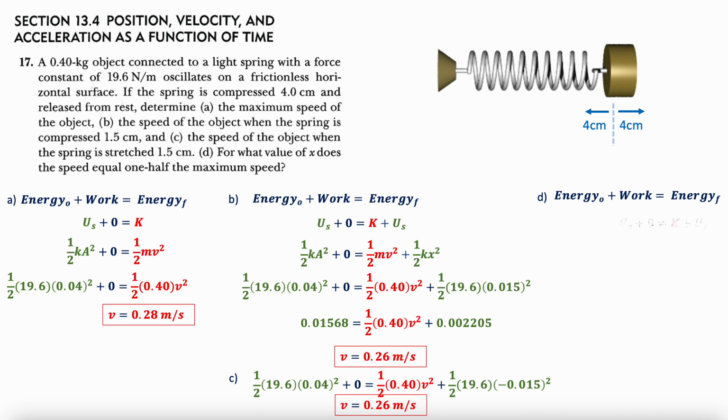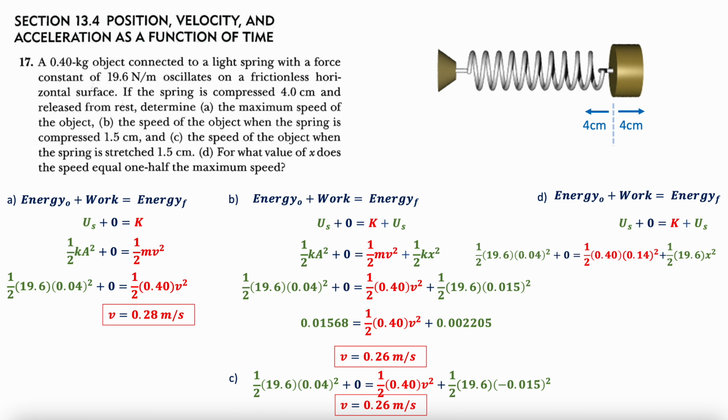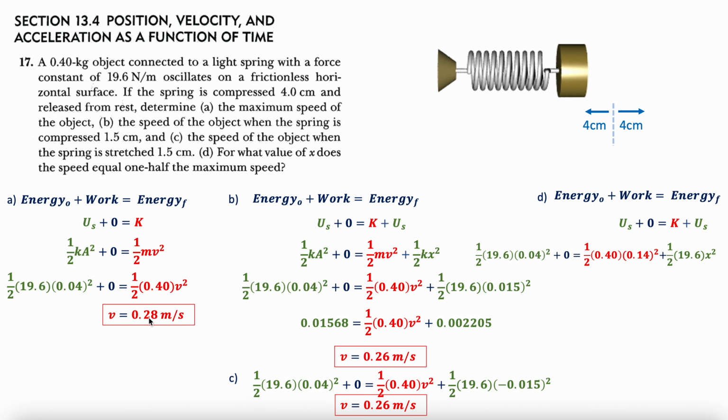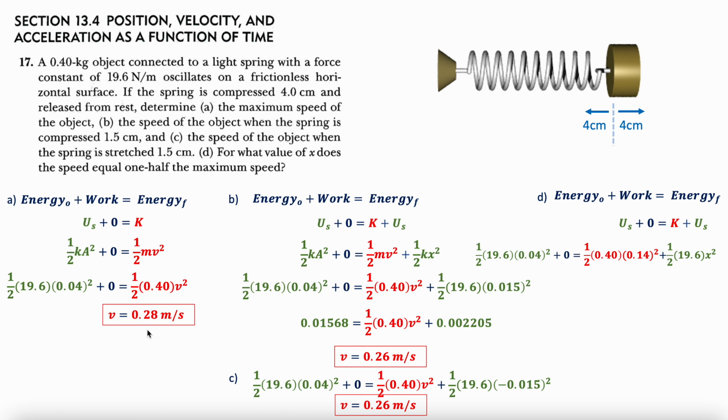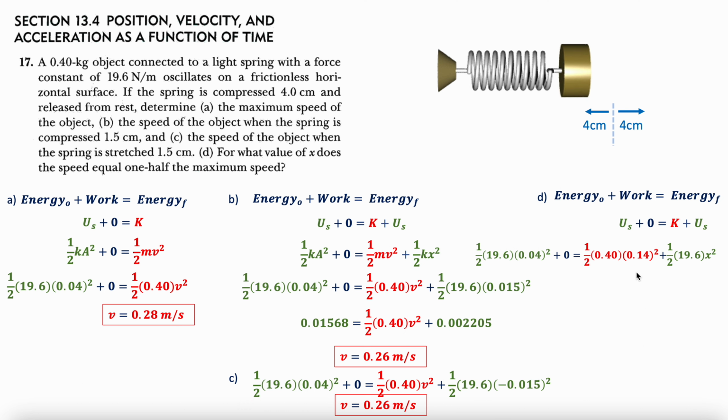Finally, D, for what values of x does the speed equal 1/2 the maximum speed? Doing the same sort of thing with energy conservation. In this case, the maximum speed we just determined was 0.28 meters per second. That was from answer A. So over here, we're just going to plug in half of that.